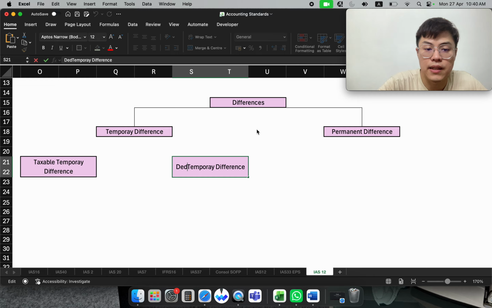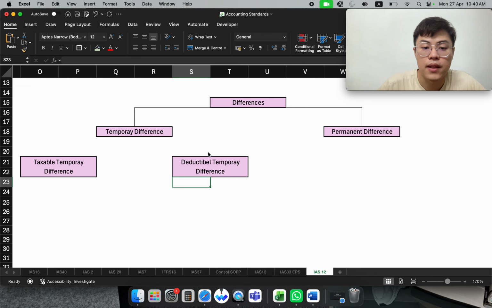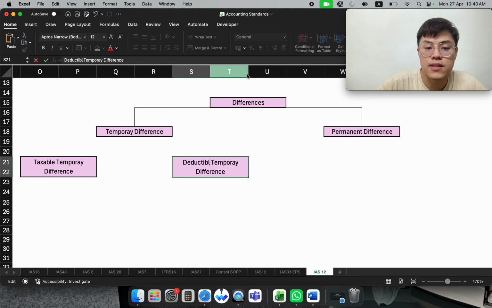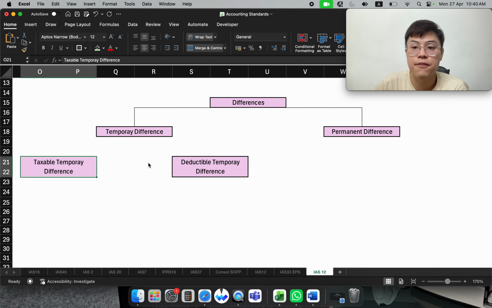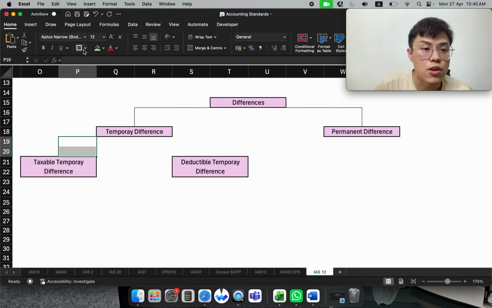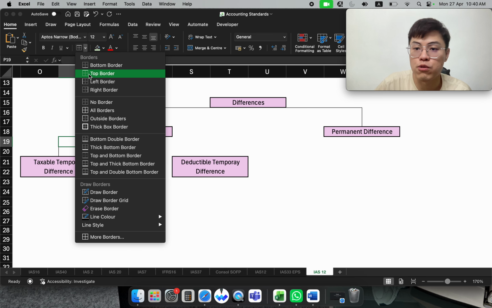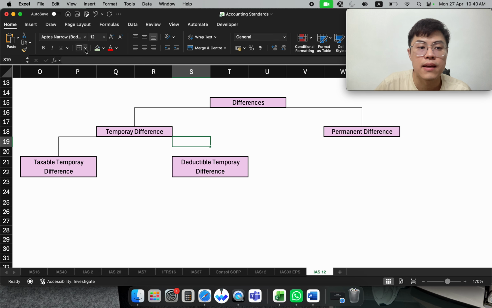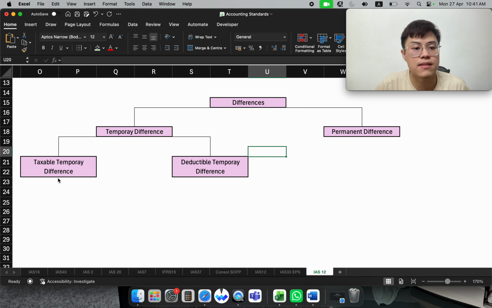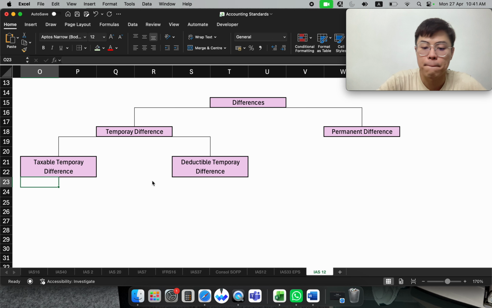Another one is called deductible temporary difference. So taxable temporary difference means you are going to pay tax in future. It's your liability. And deductible temporary difference means you are going to get the deduction in future, pay lesser tax. So we can sum up.